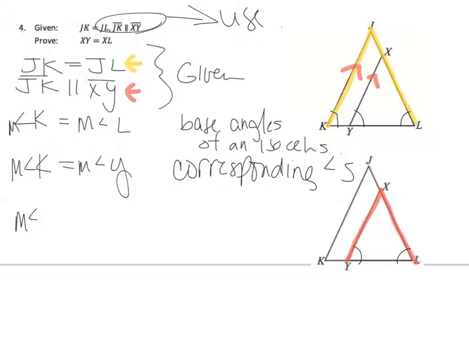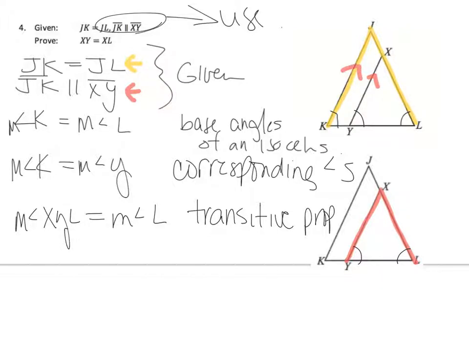So let's write it out. Angle, you need 3 letters for this one. XYL is equal to angle L. That'd be our transitive property. And then we know that triangle XYL is isosceles. Can't spell.